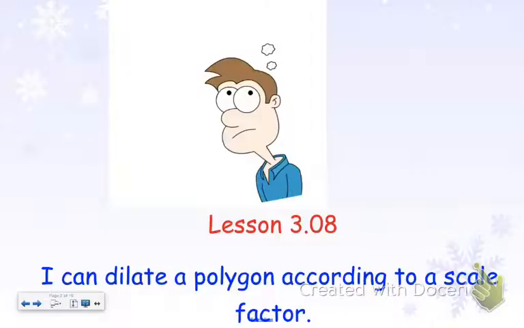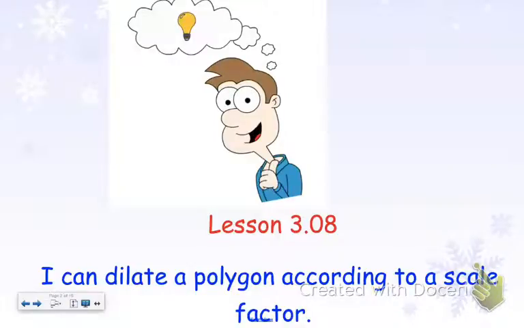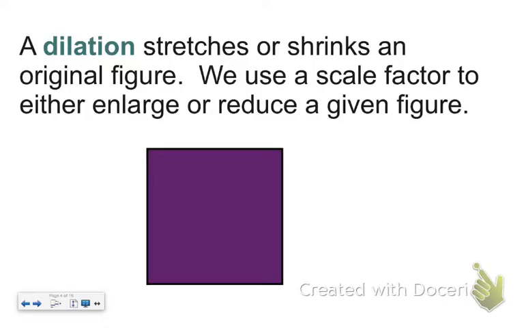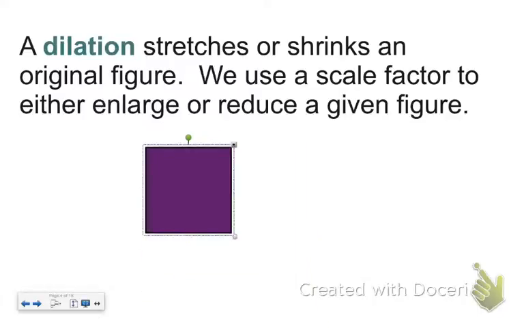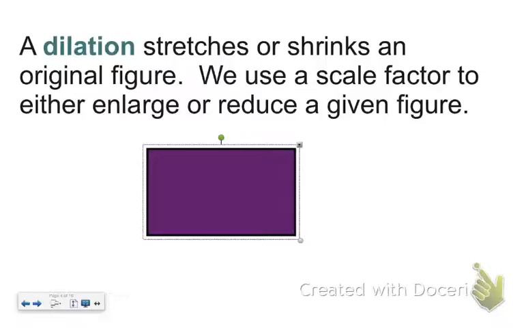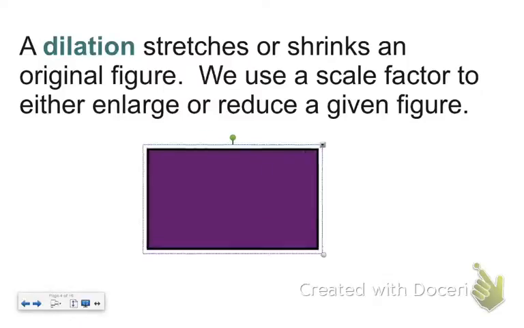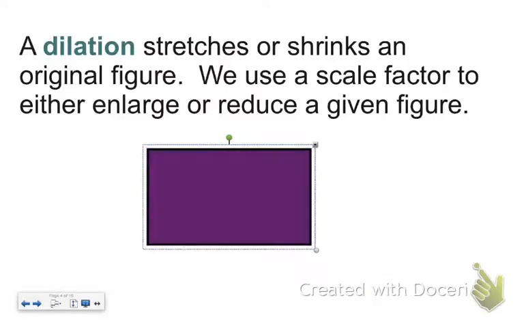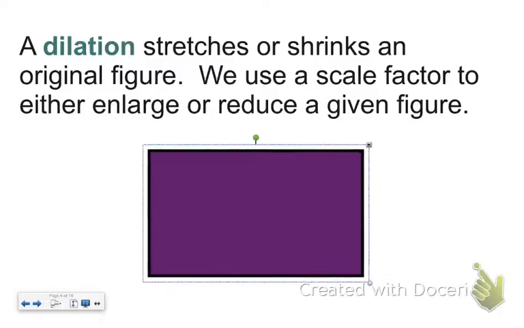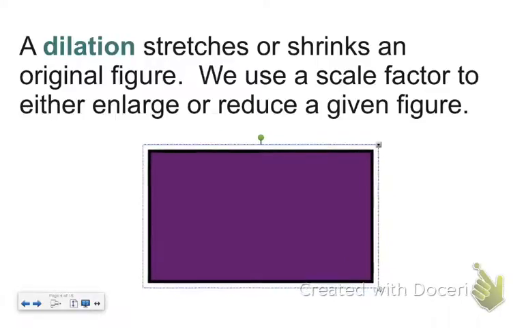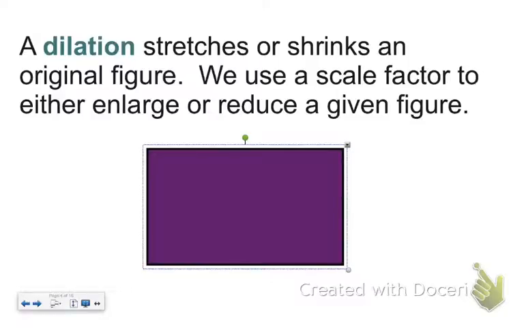So this is the last transformation, the fourth transformation that we'll be learning. So a dilation stretches or shrinks an original figure. We use a scale factor to either enlarge or reduce that given figure. So notice as I'm making this purple rectangle larger and smaller, the angle measures are still staying the same. What's special about a dilation is that the side lengths stay in proportion to one another. So let's take a look at some examples where that happens.